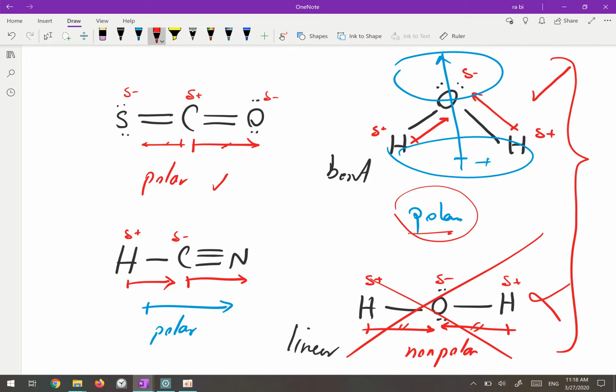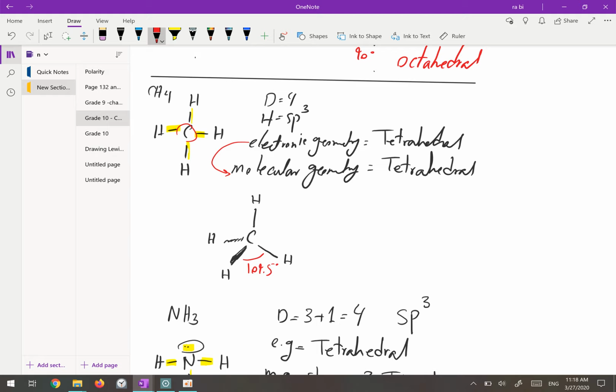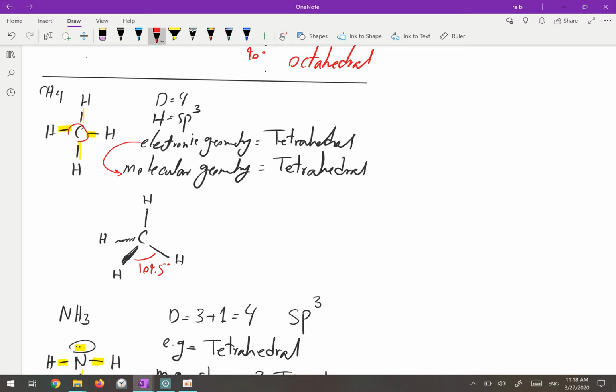Okay, now let's go back and determine the polarity of the molecules that we have drawn Lewis structures of. So I go back to determine if these molecules that we have drawn in the class are polar or not. So we want to find the polarity of the molecules. So the first molecule is CH4. Carbon is more electronegative than hydrogen. So the carbon is partially negative, hydrogens are partially positive.